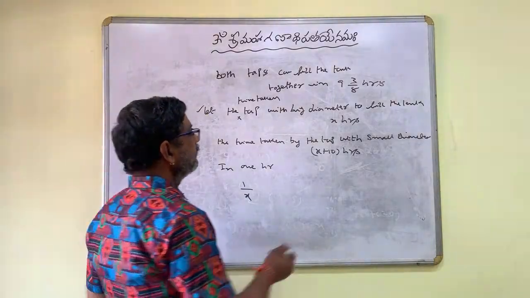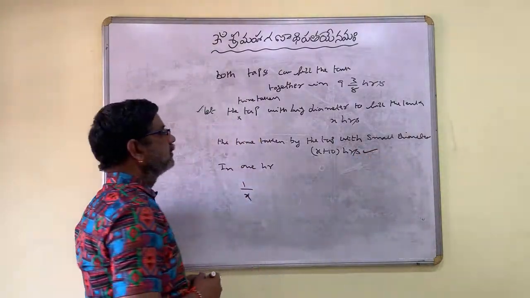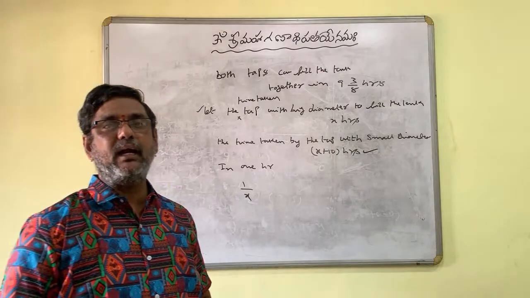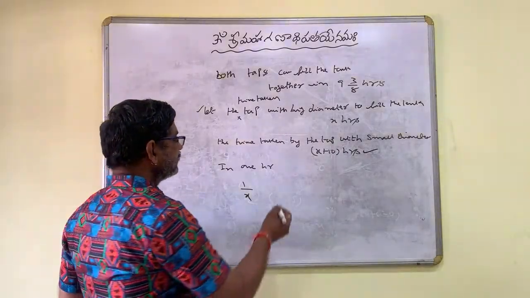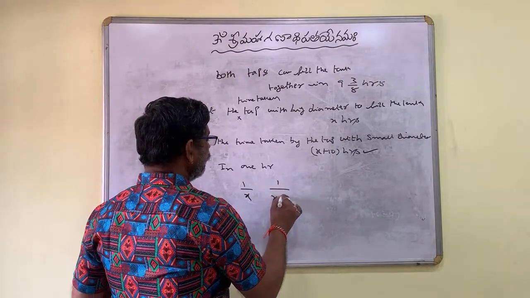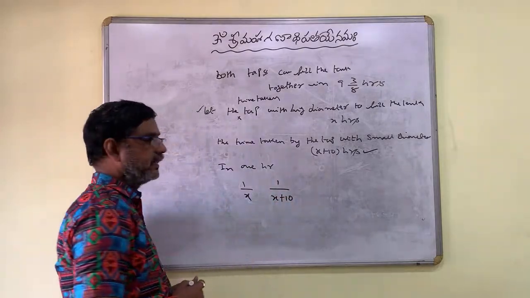Similarly, if the tap with smaller diameter also runs for 1 hour, how much work is completed? 1/(x plus 10) of the work.